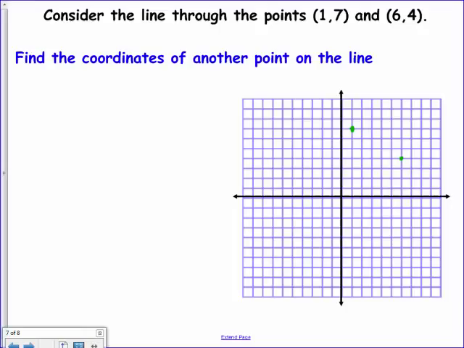What should I do? What's important to know about this line if I want to find another point? Yeah, you need to know the slope. Okay, so how do I find the slope? Subtract my y's on top. So I'm going to go 4 minus 7.